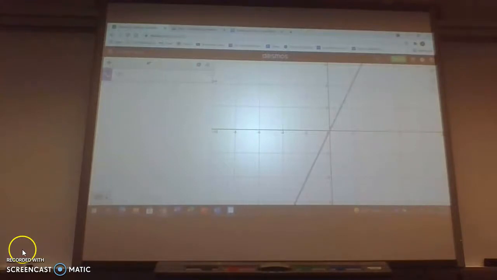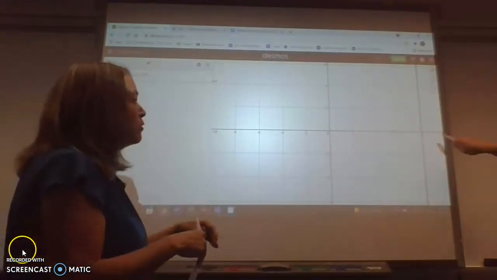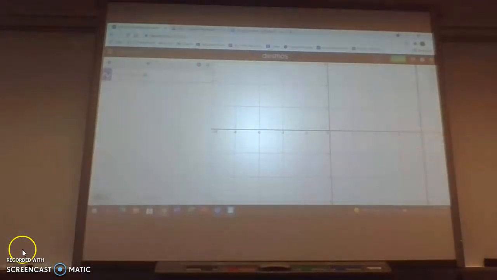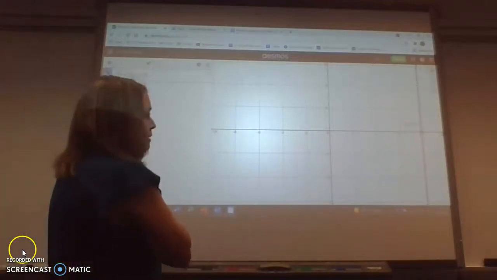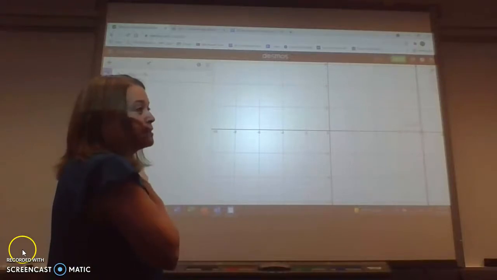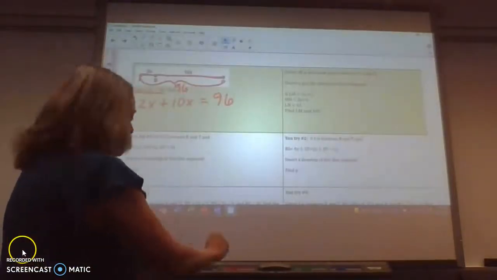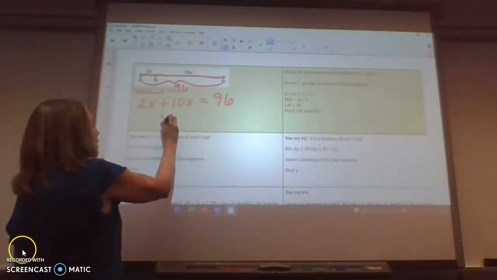We had 2x plus 10x equals 96. And we know from our algebra review unit that if we look for the intersection here on the x-axis, I can click on it. That will be our answer. So x equals 8. I don't write 8-0. Please do not write 8-0. Was that happening? Please tell me no. So x equals 8 is our answer.